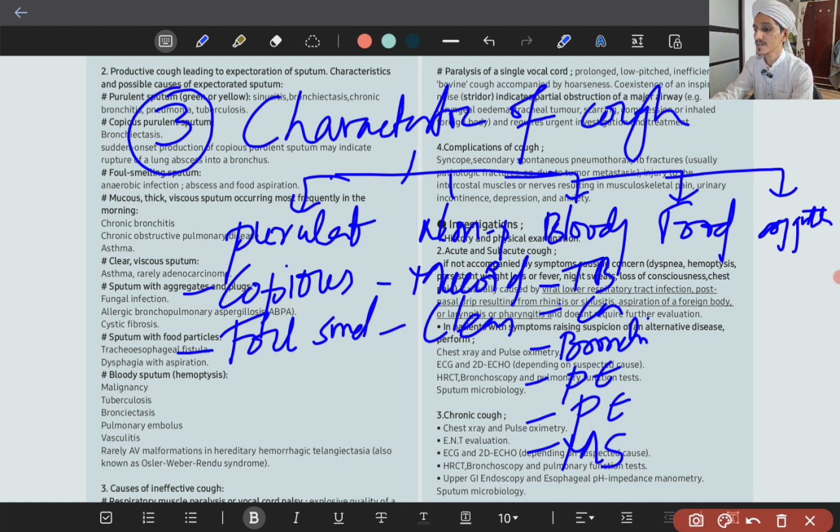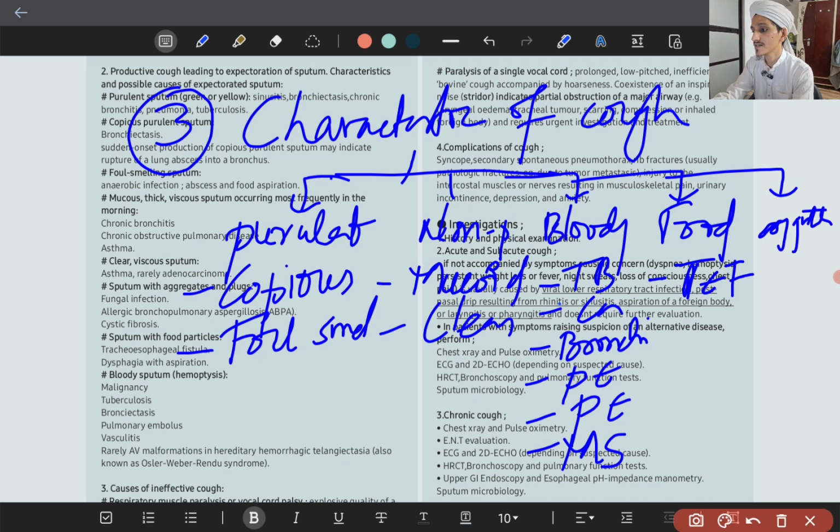If food is present, then there can be a tracheoesophageal fistula. You have to differentiate this from hematemesis, where blood is vomited from the stomach. There also you find food particles. So if you find food particles, you have to differentiate between these two.